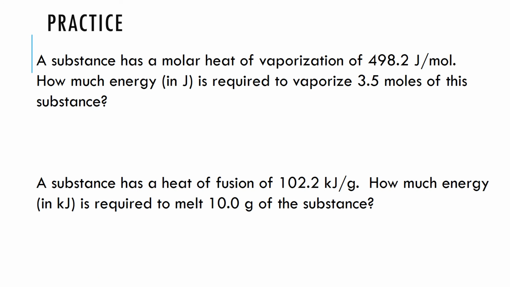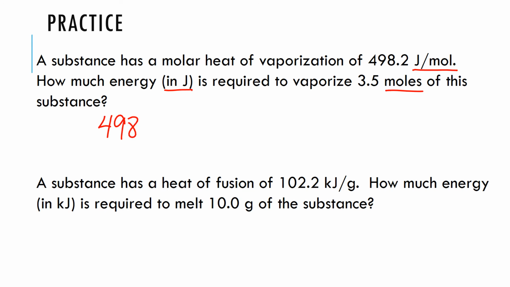All right, so let's practice. The question says the substance has a molar heat of vaporization of 498.2 joules per mole. How much energy in joules is required to vaporize 3.5 moles of this substance? So the problem tells us that we're looking for joules. Our answer has to be in joules. And we have a unit of joules per mole and a unit of moles. So the question becomes, what would we have to do to those numbers in order to get moles to cancel out and have our answer be in joules? And the answer is to multiply the two numbers together.